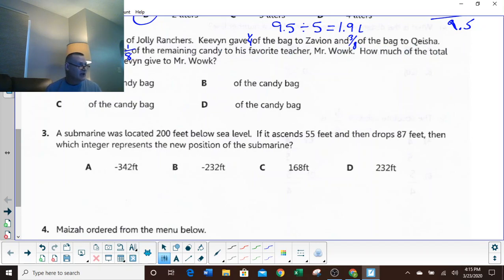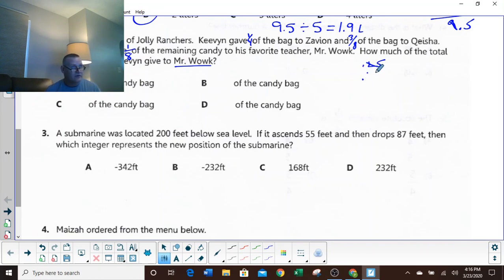How much of the total candy bag did Kevin give to his buddy, Mr. Walk? Okay. All right. So what we got to do is, it doesn't say it has a bag, so that's one bag. So let's take the fourth. I'm changing these to decimals. There you go. 0.25. It looks terrible.